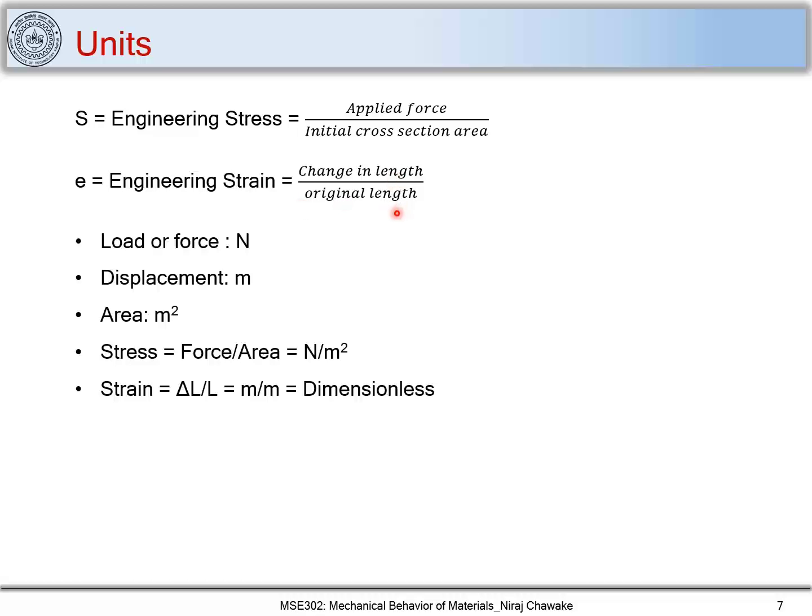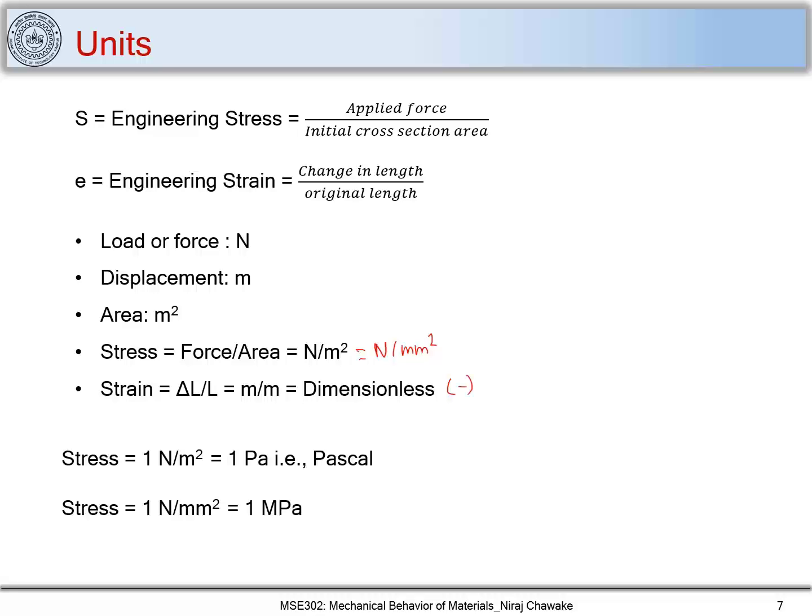So what are the units of this? You know the unit of load is force, displacement is meter, area becomes meter square, and stress is force per unit area, that is nothing but Newton per meter square, or I can write it as Newton per mm square. I call strain delta L upon L, which is nothing but meter upon meter and remains dimensionless.